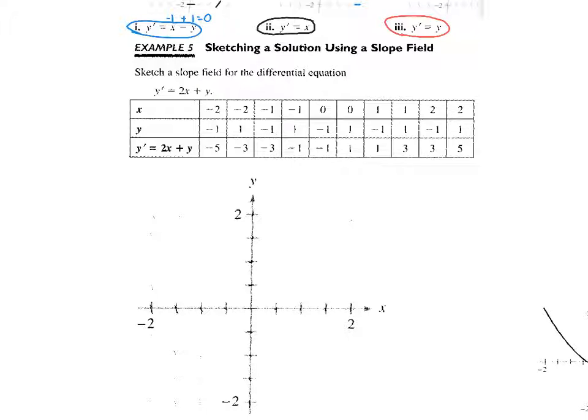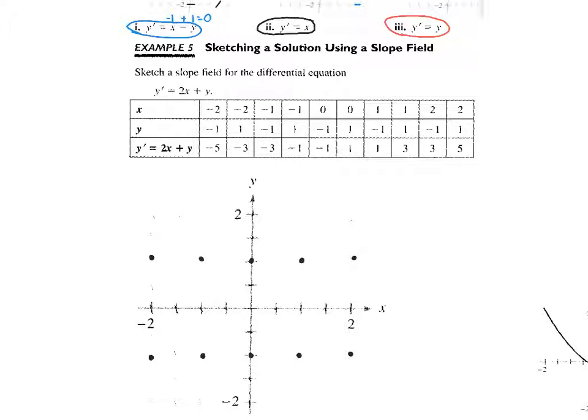Okay, so if you want to plot those first, that might be helpful. Okay, so (-2, 1), (-1, 1), (0, 1), (1, 1), and (2, 1), and then same thing down here at -1. Okay, so those are the 8 points.